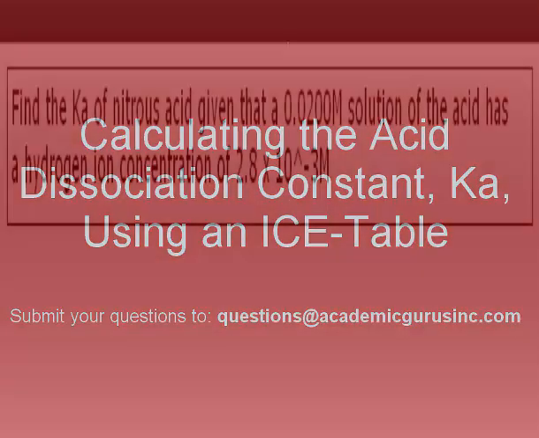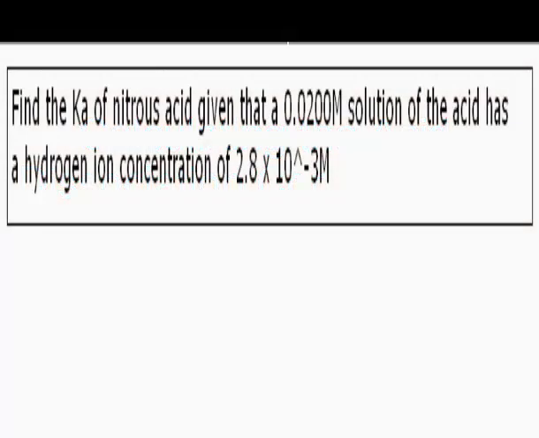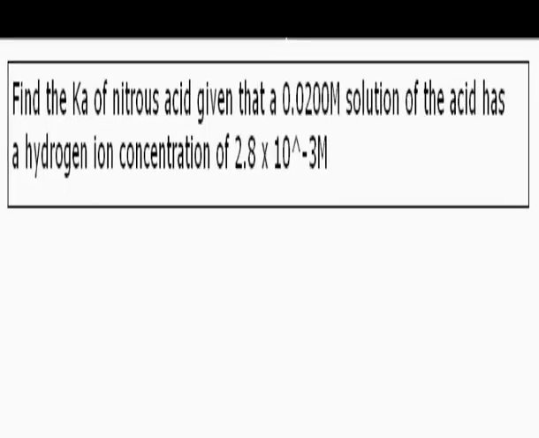In today's session, we will be calculating the acid dissociation constant Ka of nitrous acid using the ICE table. So let's get started. The question reads, find the Ka of nitrous acid given that a 0.02 mole solution of acid has a hydrogen ion concentration of 2.8 times 10 to the negative third moles.